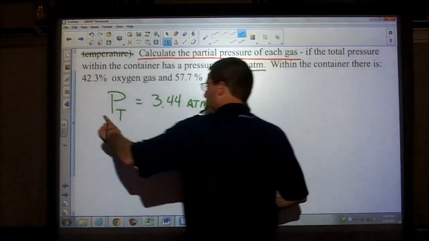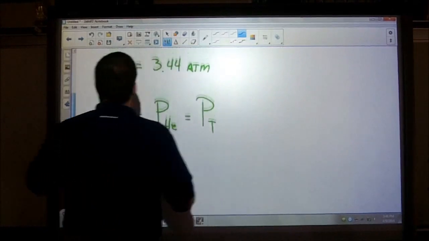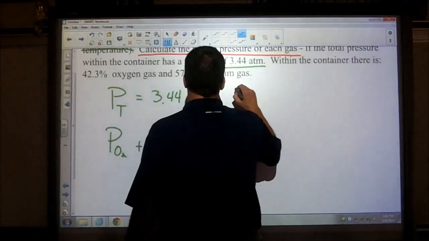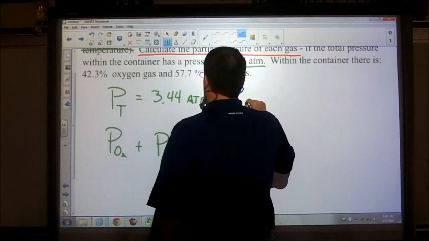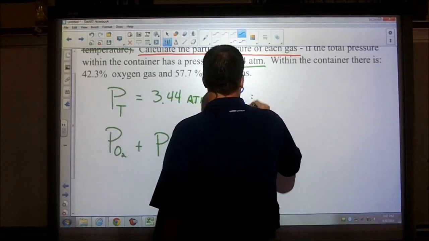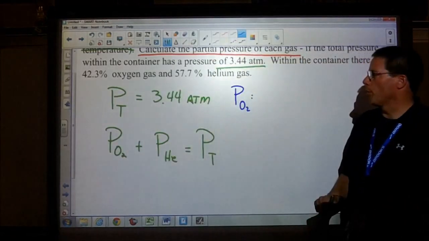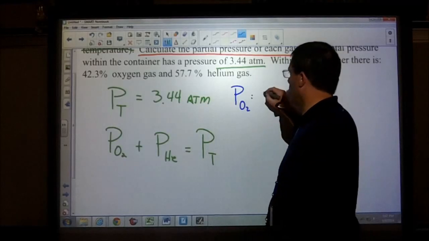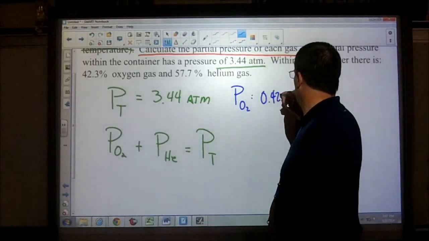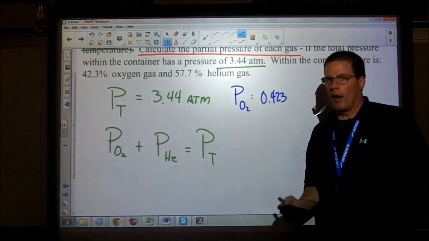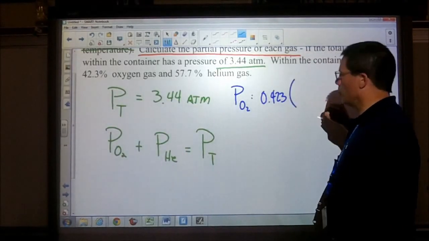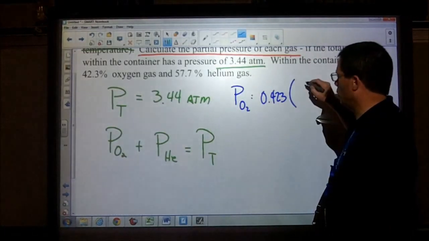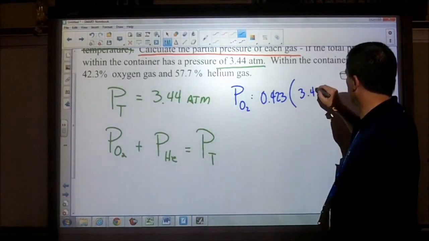So what I'm going to do is show you that. Actually, let's leave that up there. So the partial pressure due to oxygen is 42.3%. I'm going to change that to a decimal. So I'm going to go 0.423. In other words, I divided it by 100. And I will multiply that times the total pressure, which is 3.44 atmospheres.